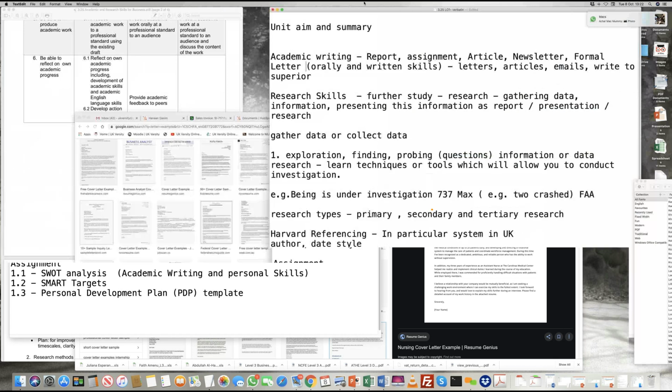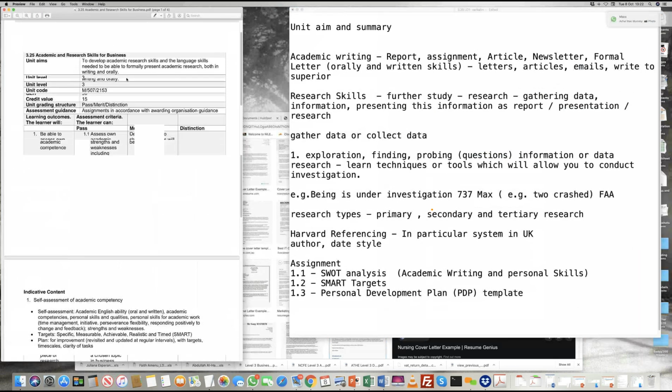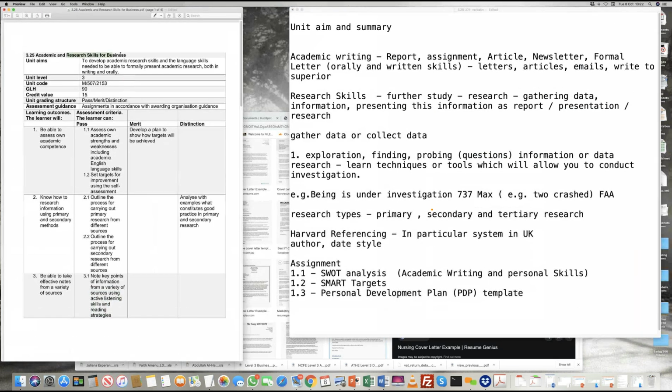The other reason why we study this unit is that we also need to learn how to research. How do you conduct research? How do you collect data? When you gather data, how do you churn it into information? And how do you turn information into knowledge, which could be used by you for decision making? So research skills are important.